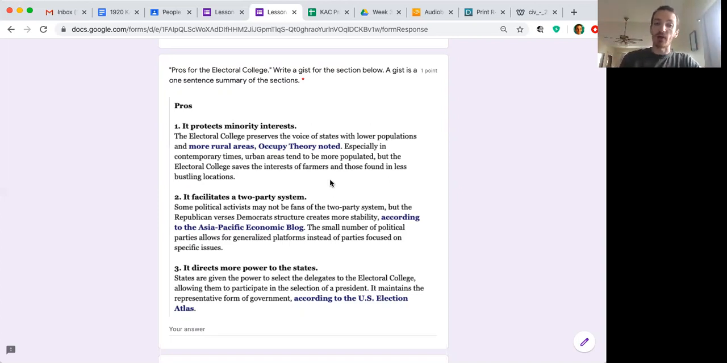It directs more power to the states. States are given the power to select the delegates to the Electoral College, allowing them to participate in the selection of a president. It maintains the representative form of government according to the US Election Atlas.